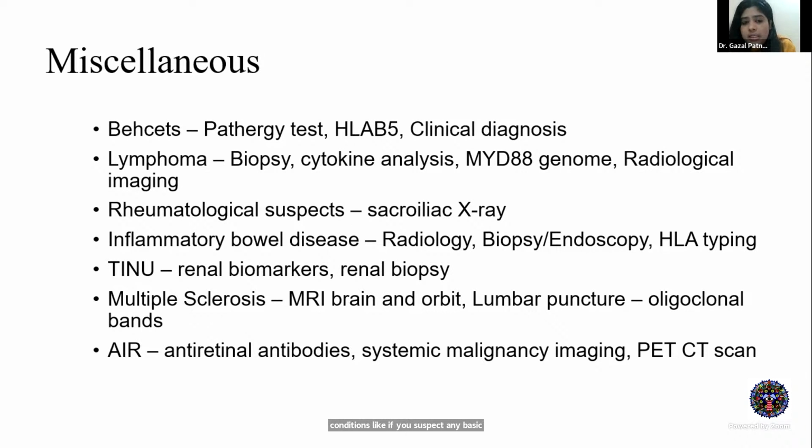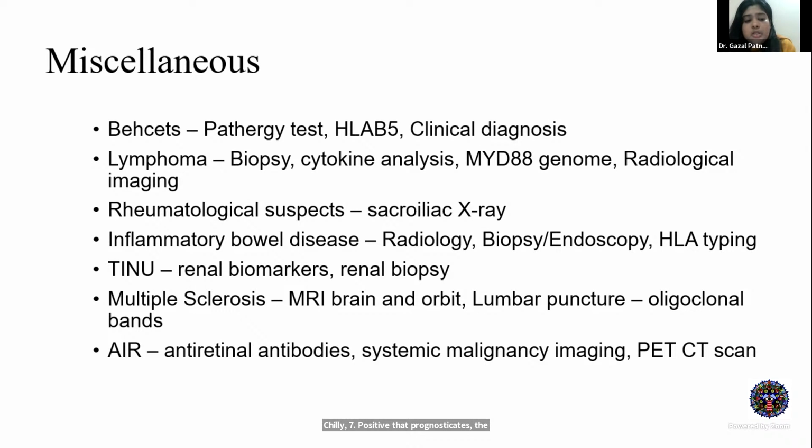Coming to certain other conditions, if you suspect Behçet's disease, you can do a pathergy test. You can do HLA typing for B51. Usually this is a clinical diagnosis again. Lymphoma, if primary intraocular lymphoma is suspected, you can have a biopsy, cytokine analysis, MYD88 gene testing, or radiological imaging, especially CNS imaging. Rheumatological suspect patients, you can additionally have a sacroiliac joint X-ray done. Inflammatory bowel disease suspects should undergo radiology or biopsy, endoscopy, even HLA typing. Sometimes they are HLA-B27 positive or HLA-B7 positive, which prognosticates the disease.